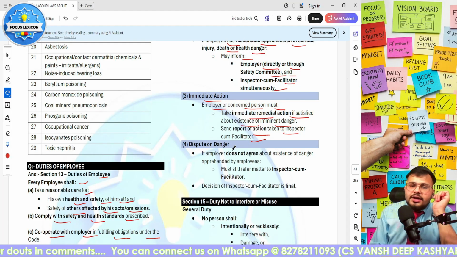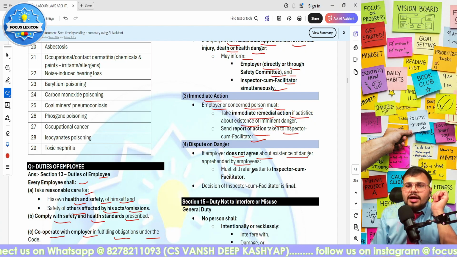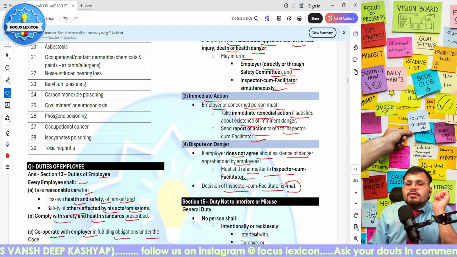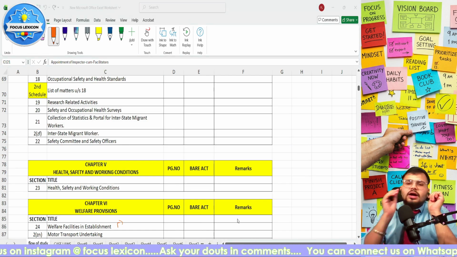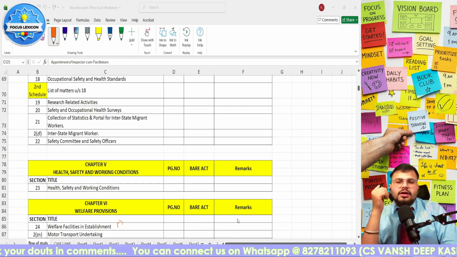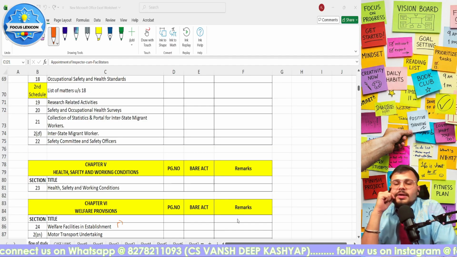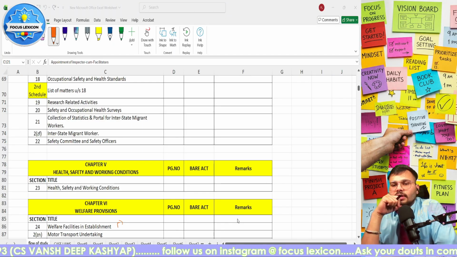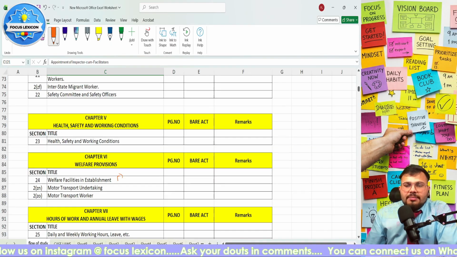Dispute on danger: if the employer does not agree about the existence of danger apprehended by employees, he must still refer the matter to the inspector cum facilitator. The decision of the inspector cum facilitator is final. Like if the employer finds that my employees are very negligent towards their work and does not believe that a real danger exists, in that case also he has to refer the matter to the inspector cum facilitator, and it is up to the inspector cum facilitator to decide whether the danger existed or not. The decision will be final on them.